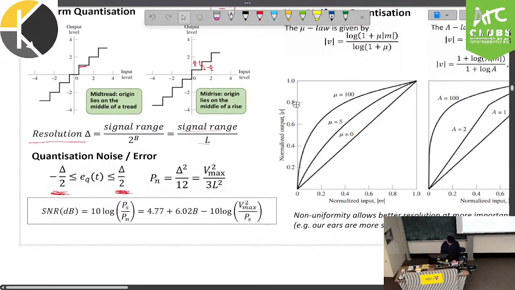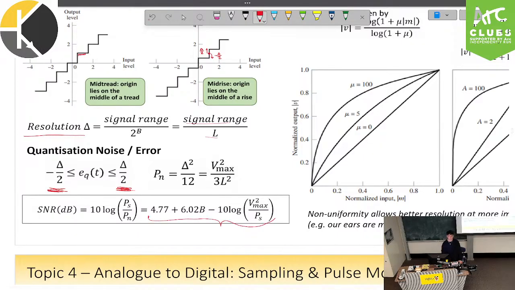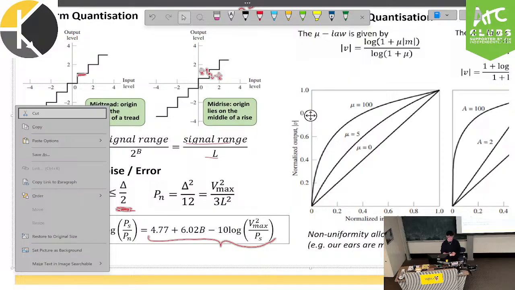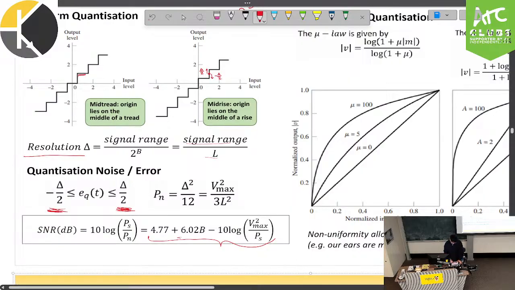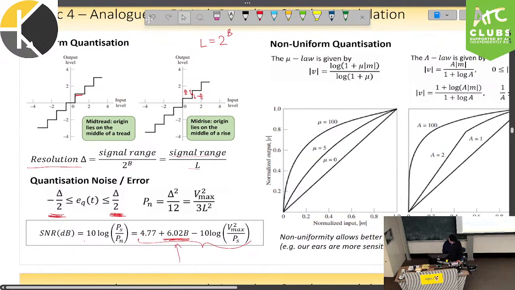Alright. Lastly, SNR for quantization. SNR will obviously improve when we have a larger number of bits. This is because the distance between our levels will decrease the more bits that we have, which means that we have less error occurring, because for any amplitude there'll be a level that is much closer than when we have fewer bits. So we can see here that the SNR is directly proportional to the number of bits that we have. And again, it is given by the power of the signal over the power of the noise.